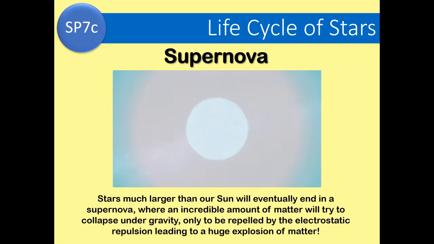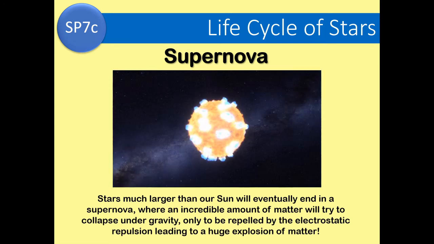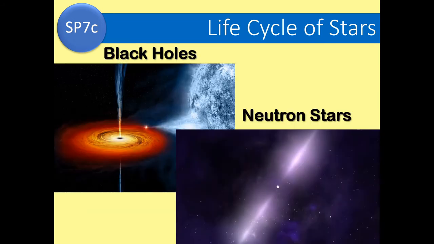And then what's left depends on the mass. Slightly smaller, larger stars will form neutron stars. So these are stars made up of just neutrons, very tightly packed together. And the largest stars will form black holes.